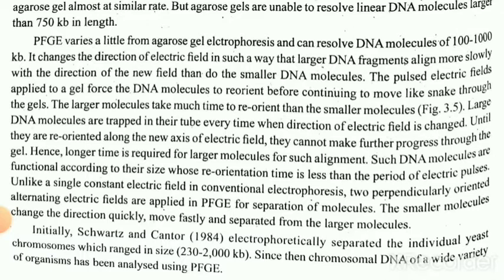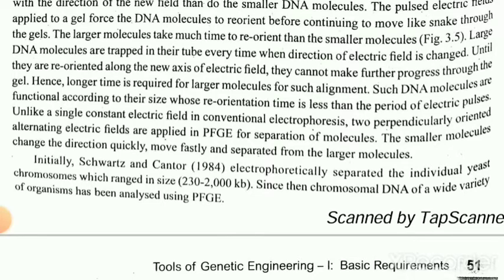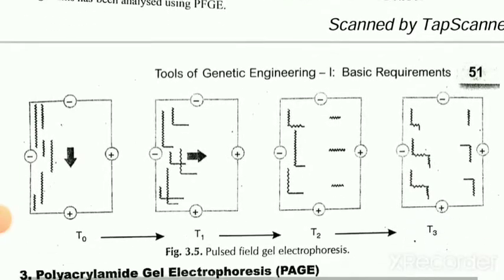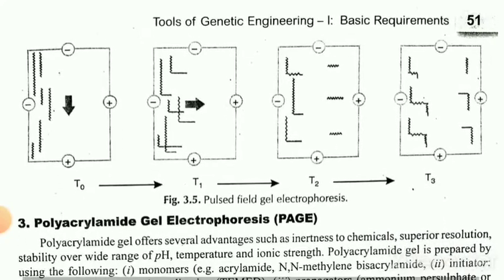Such DNA molecules are separated according to their size, whose reorientation time is less than the period of the electric pulses. Unlike a single constant electric field in conventional electrophoresis, two perpendicularly oriented alternating electric fields are applied in PFGE for separation of molecules. The smaller molecules change direction quickly, move faster, and are separated from the larger molecules. Initially, Schwartz and Cantor in 1984 electrophoretically separated the individual yeast chromosomes, which ranged in size from 230 to 2000 kilobases. Since then, chromosomal DNA of a wide variety of organisms has been analyzed using PFGE.